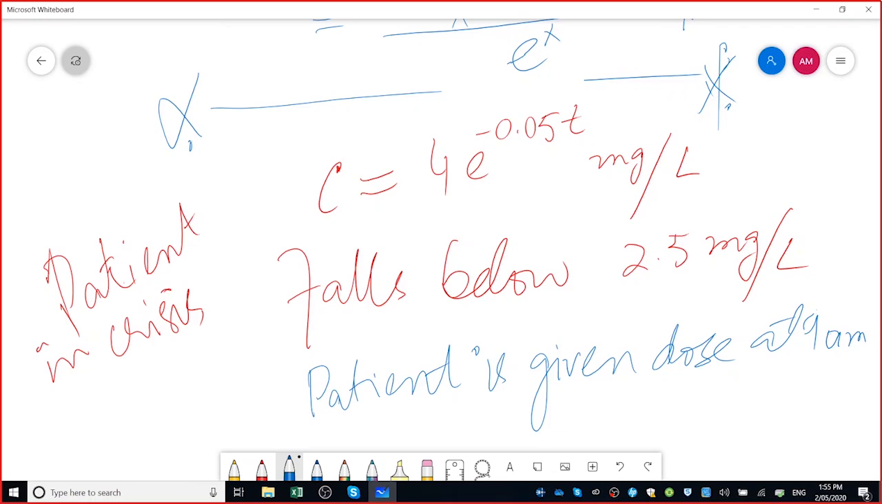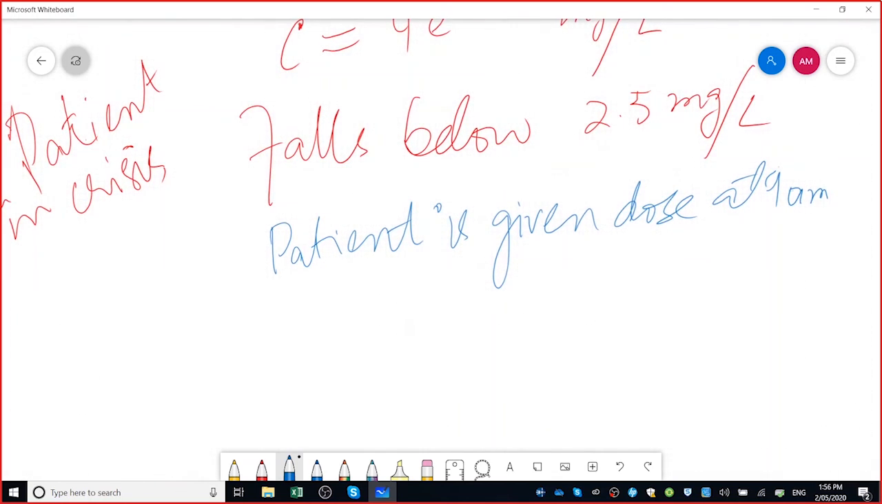So what was the concentration at the initial dose? It would be when T is 0. So what would that be? It would be 4. So the initial would be 4 milligram per liter. What is the concentration in the patient at 11:30 a.m.?